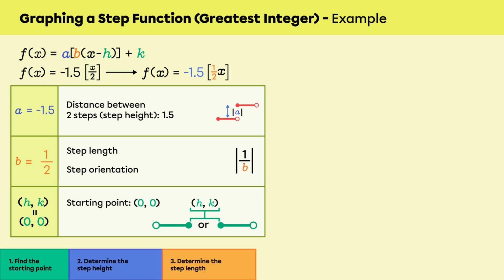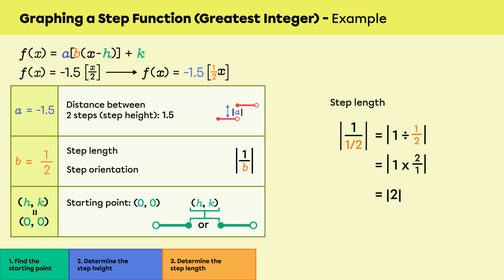We continue by finding the step length. To do so, we calculate 1 divided by 1/2 as an absolute value. The division can also be written this way. Since this involves dividing by a fraction, change the division to multiplication and invert the fraction on the right. This gives 1 times 2 over 1, which is 2. Since the absolute value of 2 is 2, we know the step length is 2 units.